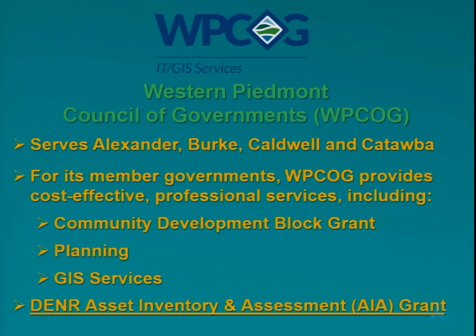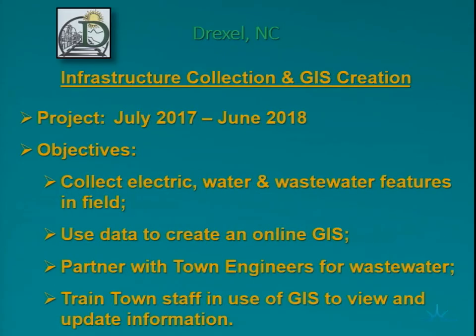And one of the things we did is we write grants, and we worked with the town of Drexel, North Carolina, which is just outside Morganton, to write an asset inventory and assessment grant for their wastewater system. So the project ran from July 2017 to June 2018. And actually the grant was just for wastewater, but while we're at it, we did electric and water as well. And I collected, and mostly Trey collected here on the top right. And we used the data to create online GIS, and we partnered with the town engineers in writing the grant for wastewater.